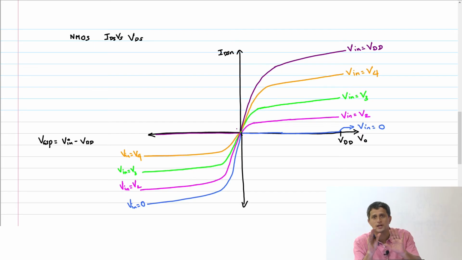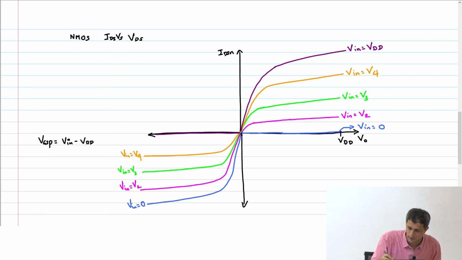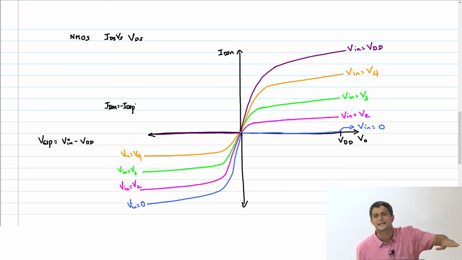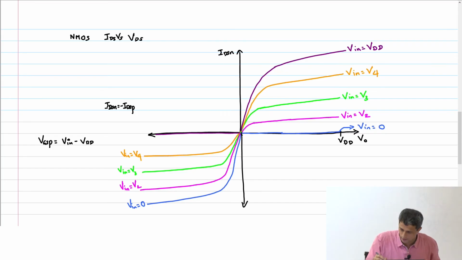Now these are complete free variables. We have not imposed any of our constraints. We will now impose the first constraint, which is IDSN equals minus IDSP. What will this do? It will mirror it about the x-axis, right? So therefore the first curve will just remain as it is, and this is one.